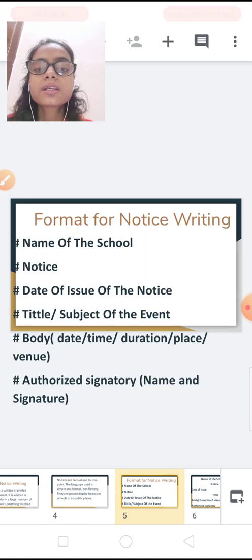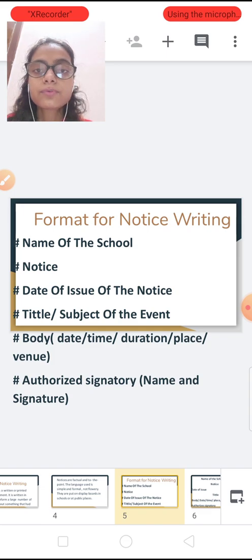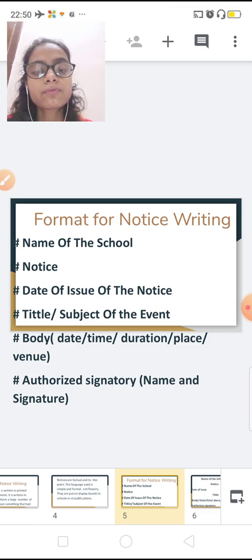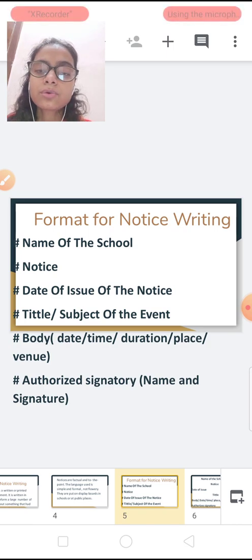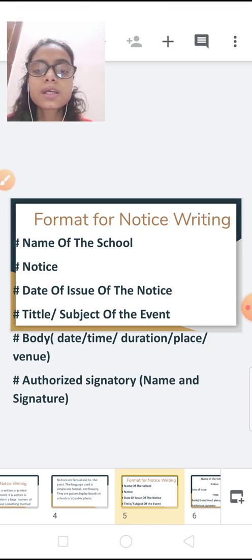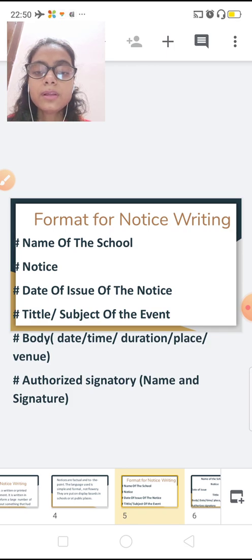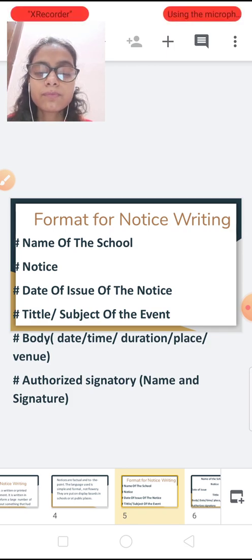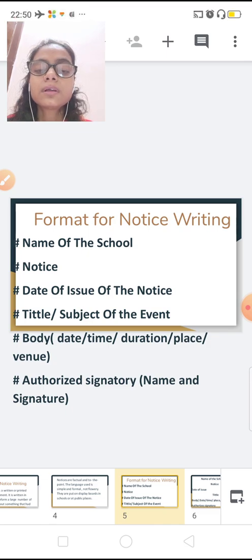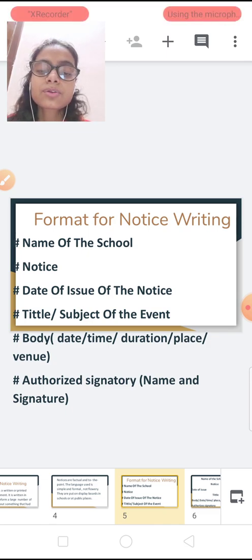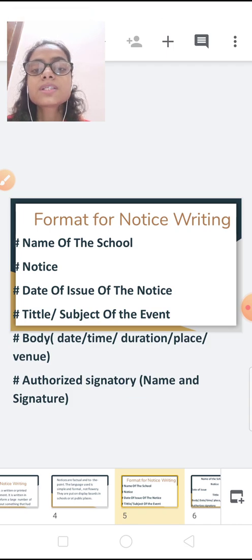Now for notice writing, this is the format. First of all, you have to make a box. Then you should write the name of the school. Again, if the school name is given in the question, then you have to follow the same. Otherwise, you can write your own name. Then you have to write notice. Then the date of issue of the notice, the same way as you write in a letter. Then the title, subject, the main point. Then the body. In the body, you have to inform everything about the content. Then at last, the authorized signature, meaning the person who is writing the notice.